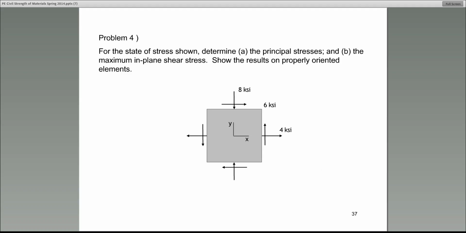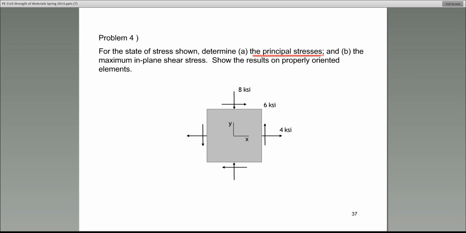But this is where I'm going to need your help. For the state of stress shown, please determine the principal stresses. Guys, principal stresses, that's, again, engineering lingo. What they're talking about are maximum stresses. So write a note to yourself. When they're asking for principal stresses, they're talking about the maximum or critical stresses.